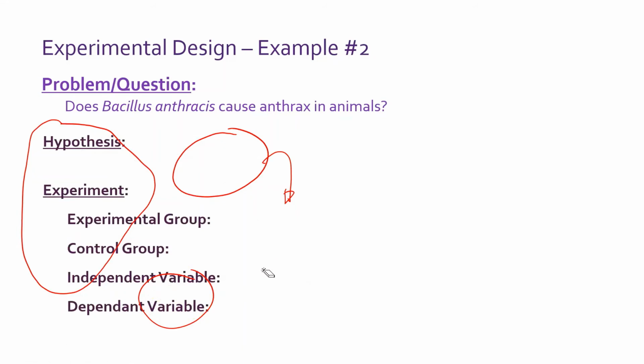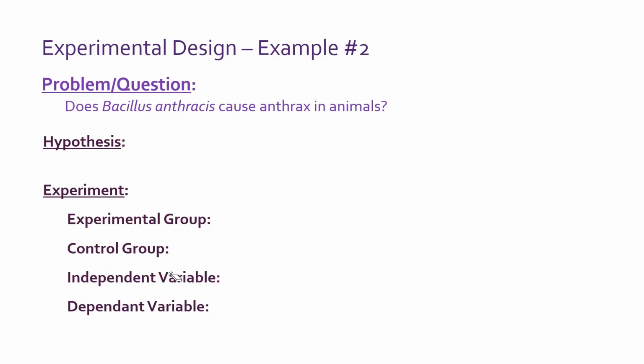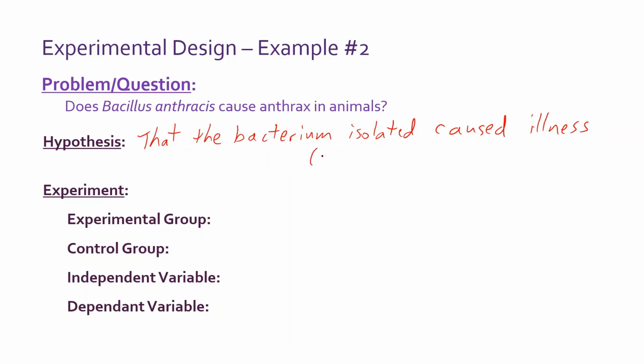So I just want to break this experiment apart and think about these variables. Let me see if I can erase this and get that out of the way. There we go. Okay, so let's answer these questions. What is Robert Koch's hypothesis? If you think about his hypothesis, it just had to do with the bacteria. His hypothesis was that the isolated bacterium caused illness. In this case, anthrax is the name of the illness, in the animals.